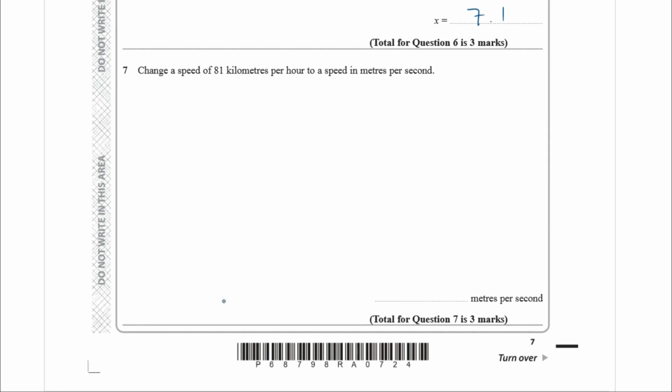Amazing, you guys. We're on to question 7. Change a speed of 81 kilometers per hour to a speed in meters per second. So 81 kilometers per hour. There are a few things we can do here. If we wanted to change 81 kilometers into meters, it is 81,000, and that'll be in meters per hour.